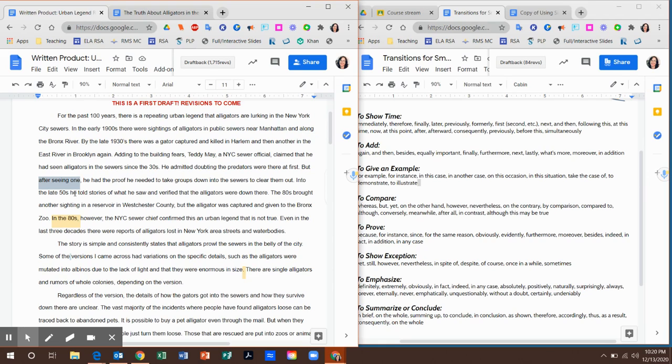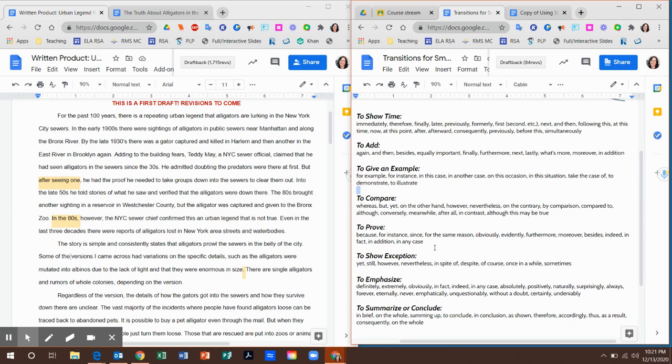Okay, so "into the late 50s, he told stories of what he saw and verified that the alligators were down there." So "into the late 50s" is fine, I guess, for a transition, but I'm feeling like "in the early 1900s," "by the late 1930s," I'm being kind of repetitive with that language. It's a little simple, and I want to mix it up.